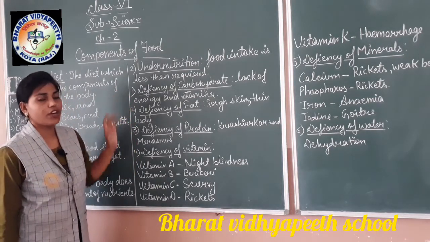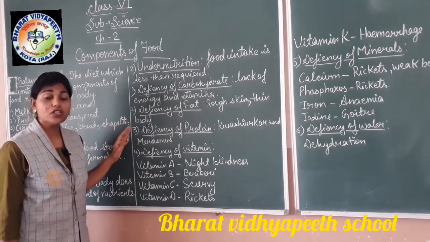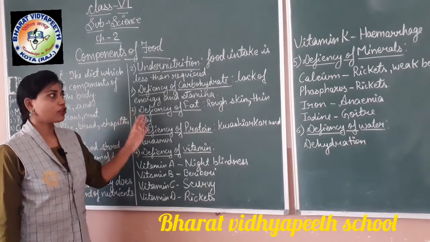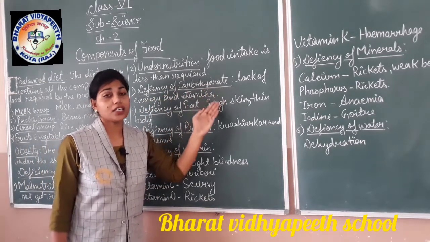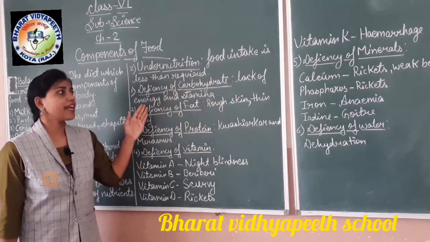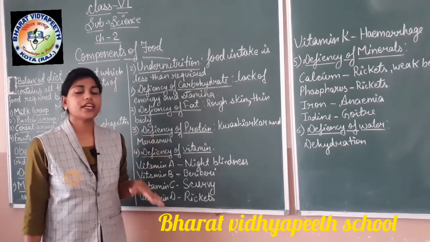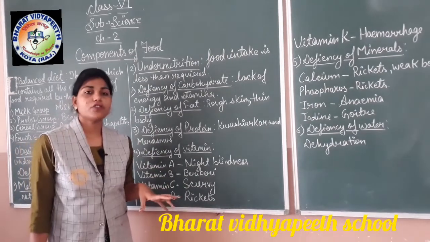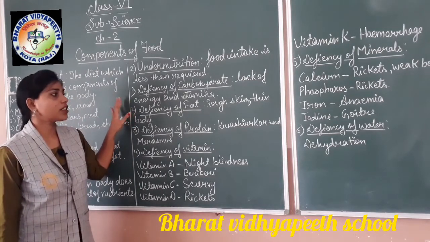First is deficiency of carbohydrate. When you do not include carbohydrate in your diet, which type of diseases can you suffer from and what happens to your body? If deficiency of carbohydrate occurs, if you do not take a proper amount of carbohydrate, then your body lacks energy and stamina. Your body becomes weak and your energy gets lost. This is the effect of deficiency of carbohydrate.